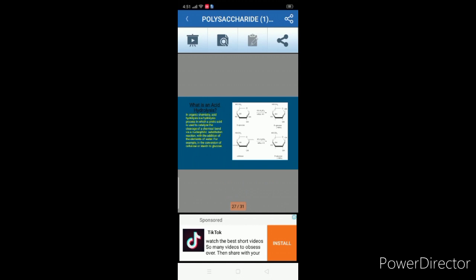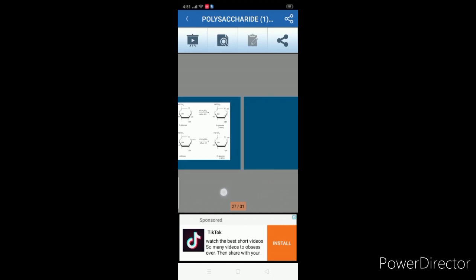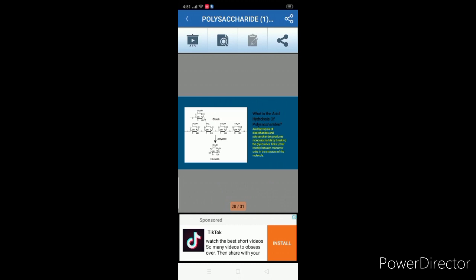What is acid hydrolysis? In organic chemistry, acid hydrolysis is a hydrolysis process in which a protonic acid is used to catalyze the cleavage of a chemical bond via a nucleophilic substitution reaction with the addition of the elements of water, for example, in the conversion of cellulose or starch to glucose. What is the acid hydrolysis of polysaccharide? Acid hydrolysis of disaccharide and polysaccharide produces monosaccharide by breaking the glycosidic linkage, the bonds between monomer units in the structure of the molecule.